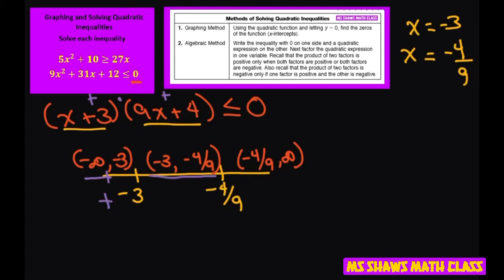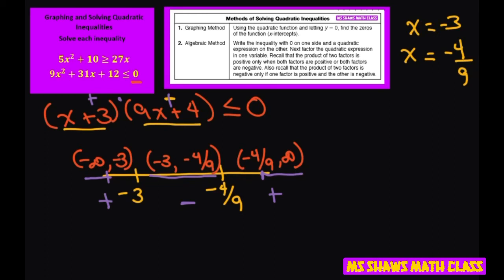For this one, let's plug in negative 2. If I plug in negative 2, I'm going to get positive for the first quantity. And the second one, that's going to be negative 18 plus 4. That's going to be negative. A negative times a positive is a negative. And for this one, let's just plug in 1. I'm going to get a positive and a positive, which gives you positive. So we want negative.